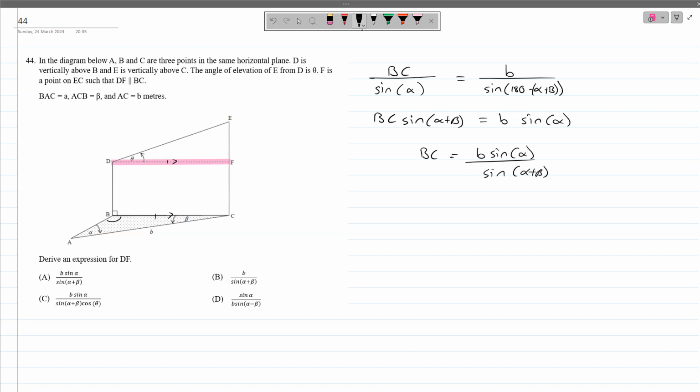Then we know that BC is equal to DF, therefore DF would be equal to the same thing, which is DF is equal to b sine alpha all over sine of alpha plus beta, like that. And we see this corresponds to A.